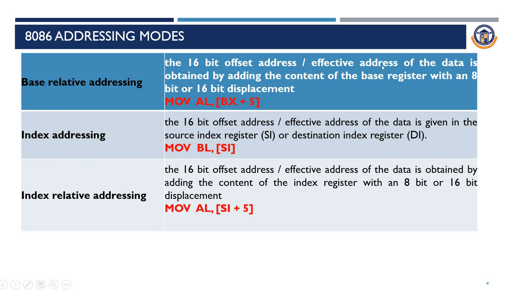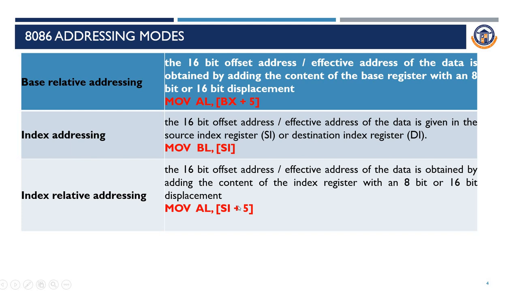So the 16-bit offset address or effective address of the data is obtained by adding the content of the base register with the 8-bit displacement or 16-bit displacement. Index addressing mode: as the name indicates, in index addressing the source index or destination index register is pointed in the instruction itself. So the 16-bit offset address of the data is given by the source index register or destination index register. So the data stored in the source or destination index register is moved to BL.